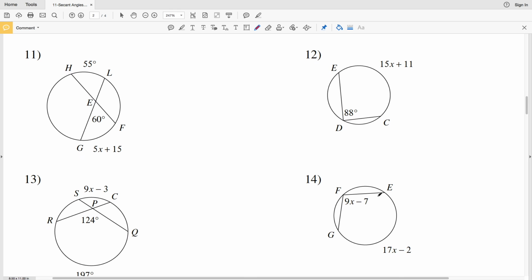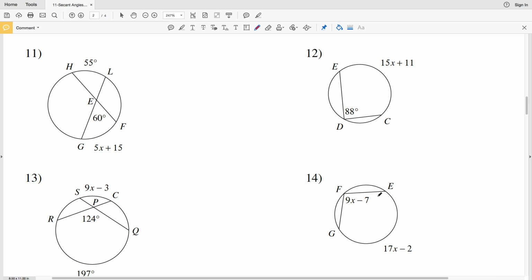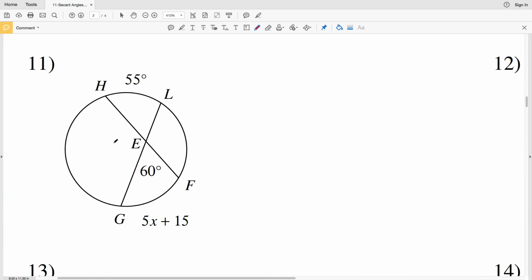In this video, we're continuing on with the secant angles worksheet on the KutaSoftware website under the geometry section, picking up where we left off with number 11, where we're solving for x. In number 11, the intersection occurs within the circle. Therefore, the angle formed by the intersection of chords will equal half the sum of the intercepted arcs.